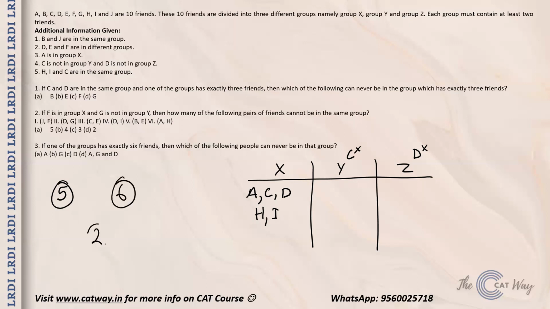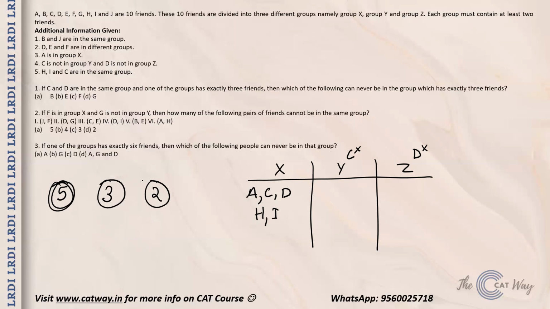Otherwise, the possibilities for the other two groups would be 2 and 2, which is not possible because we know one group has exactly 3 friends. So one group has 5 friends, one group has 3 friends, and one group has 2 friends. Chalo, let's move ahead.